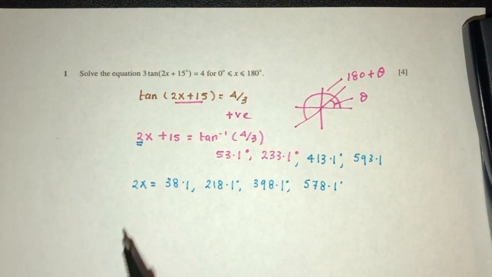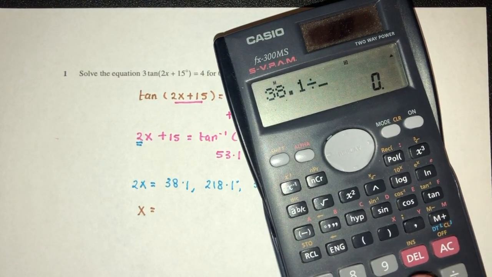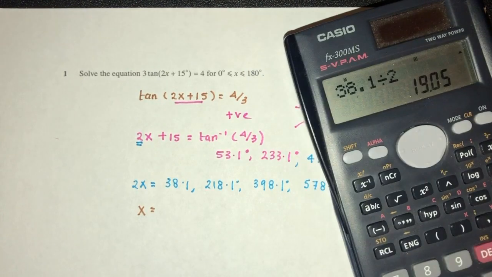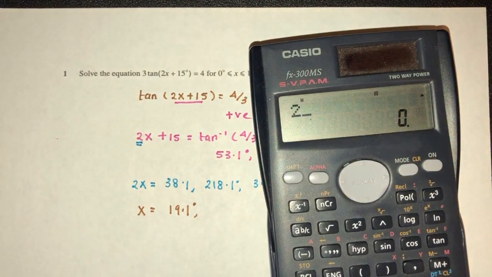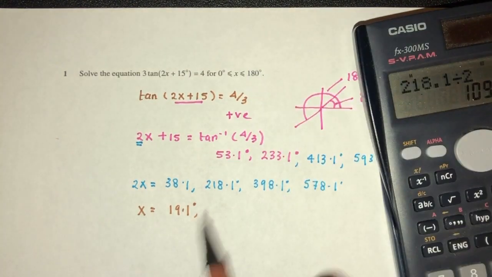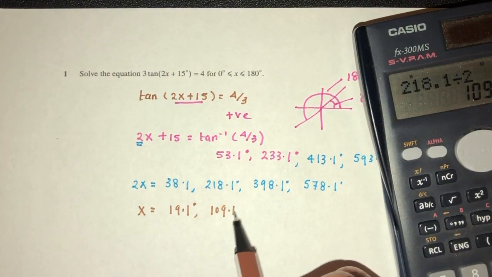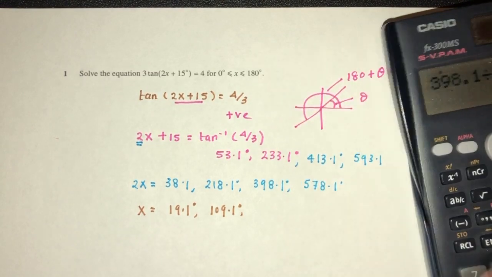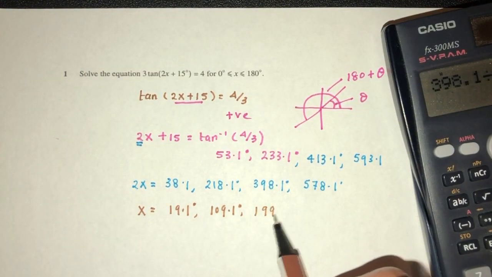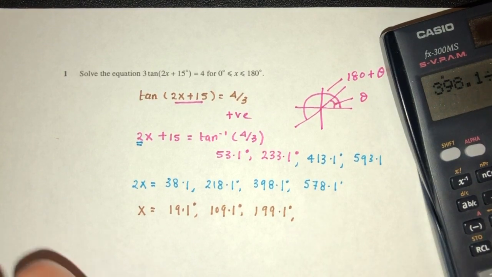Now we have to find the value of x, obviously, so x will be divided by 2. 38.1 divided by 2, that should be 19.1, correct to one decimal place. 218.1 divided by 2, that should be 109.1. And then 398.1 divided by 2, that is 199.1, and this will be just too much.